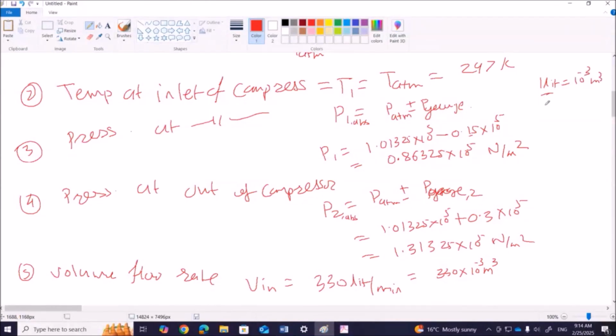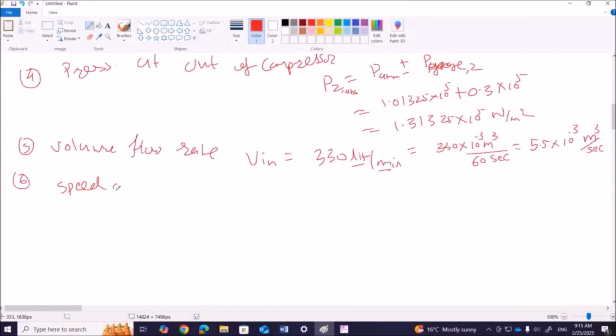So replace 1 liter. 1 minute is equal to 60 seconds. So replace this. So here I replace this liter, and what is meaning? Divided by minute. Minute means 60 seconds. So here I will get V in is equal to 5.5 into 10 to the power minus 3 meter cube per second. Don't memorize divide or multiply. In exam you will confuse.